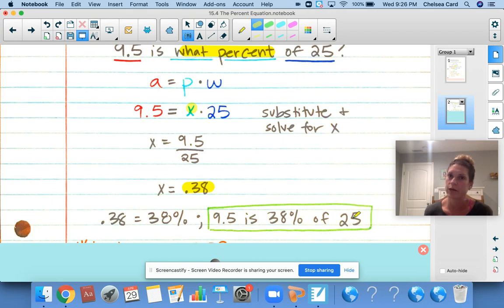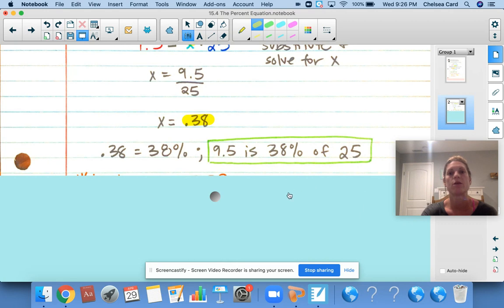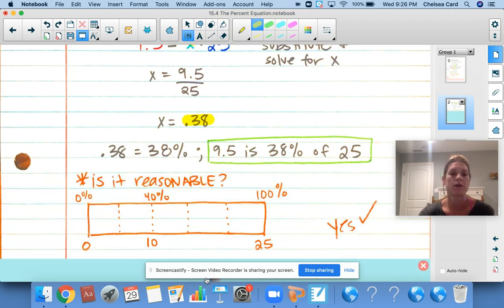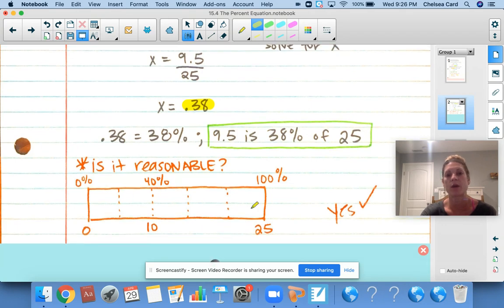Obviously, you can see we didn't get that 70%. Okay, so let's check for reasonableness. One of the things that we can do here is draw a picture. Let's say we draw a bar graph, and we start at 0, which is 0%, and we end at 100%, which is 25. If we split this into fifths, each one is going to be about 20%: 20, 40, 60, 80, 100%.